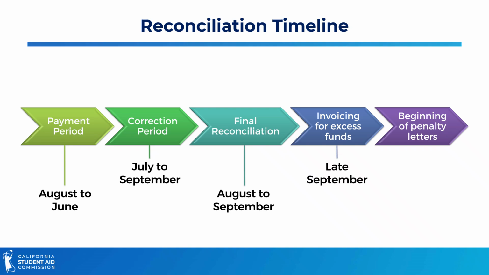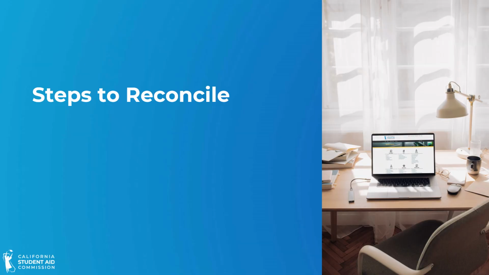Around late September, after the award year has closed, the Commission sends out invoices to institutions that have Cal Grant monies left over. These funds are due back along with interest accrued on them to the Commission. And finally, in October, those institutions who have not returned the excess funding to the Commission will receive penalty letters, which, if not paid, could result in the loss of future term advances, supplemental payments, or even termination of your institution's Cal Grant participation.